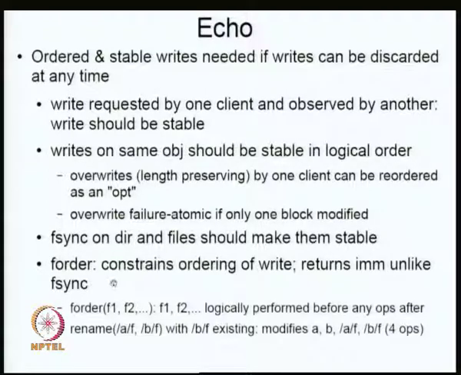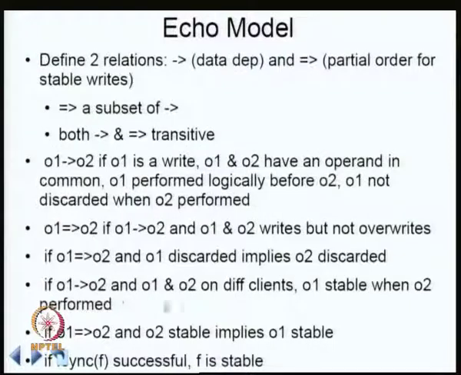If your file system is able to use forder, if it has got that notion, then the application level ordering through forder can be used by the file system to decide in which order it should flush, while keeping all these things in mind. Okay. So, the basic condition is the following: if you have a partial order for stable writes, you have to ensure that it happens in that particular order.